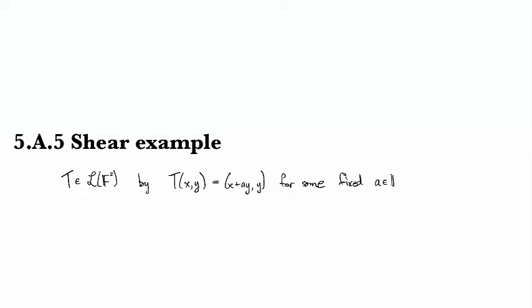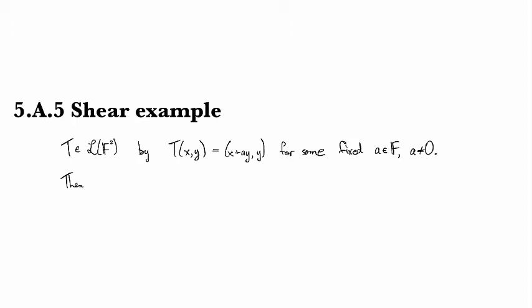In this example, we look at a shear. So suppose we've got an operator on F2, and it's given by sending the point xy to x plus ay, y for some fixed scalar a non-zero. Okay.